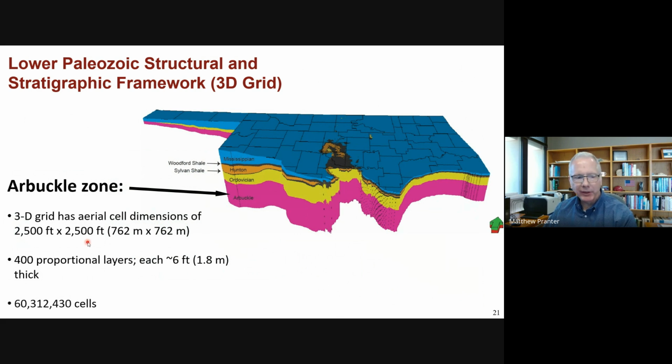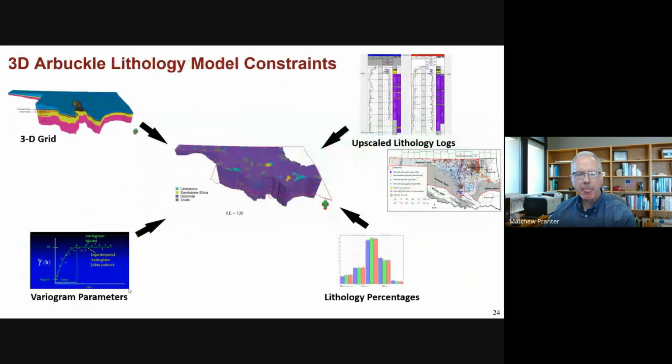And so the aerial cell size, you can't see the cells on here, but the aerial cell sizes are 2,500 feet by 2,500 feet. And the Arbuckle has about 400 proportional layers, each about 6 feet thick, resulting in about 60 million cells for the Arbuckle. For the Ordovician, there's about 160 proportional layers, almost 22 million cells, and the Hunton has about 9 million cells.